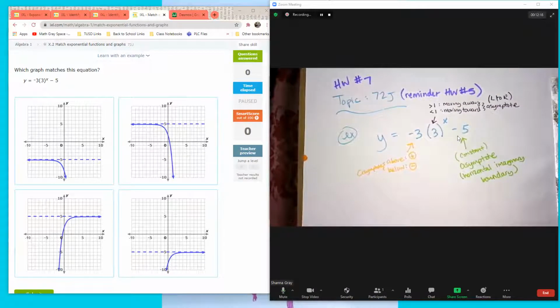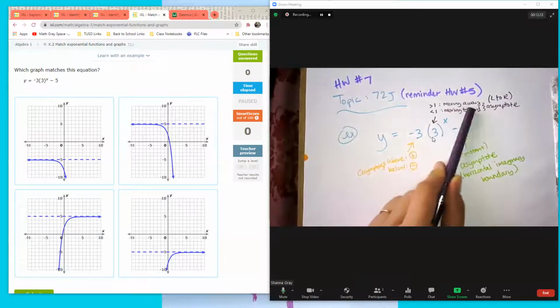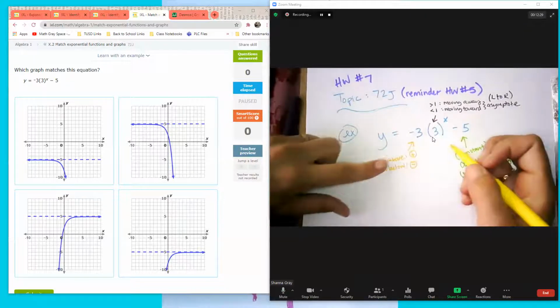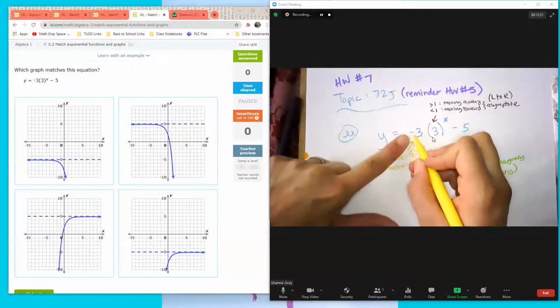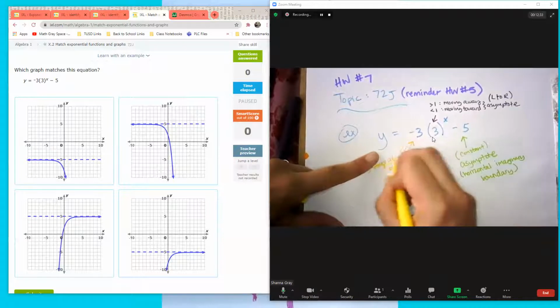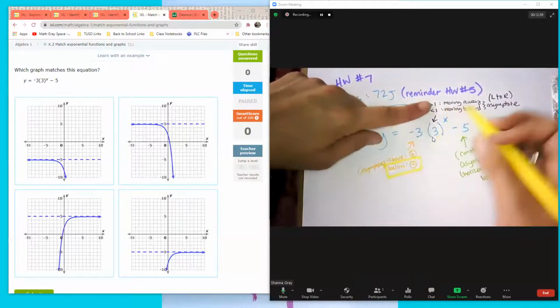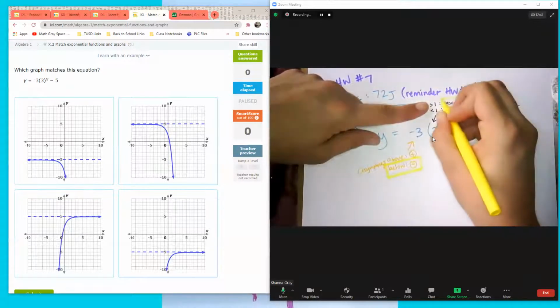So that's the difference here, is that one of these graphs is moving away and one is moving toward. Since my number is a +3, it's greater than 1. So I'm looking for a graph that's moving away. So in this situation, I'm looking for the graph that's going to be, it's negative, so it's going to be below, right? So I'm looking for the below. For this one, since it's greater than 1, I'm looking for the one that's moving away.